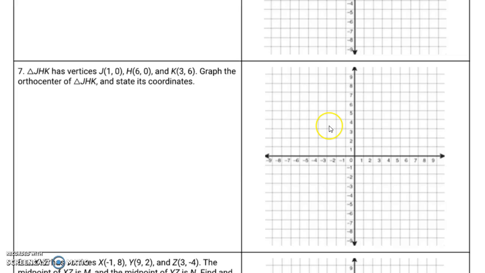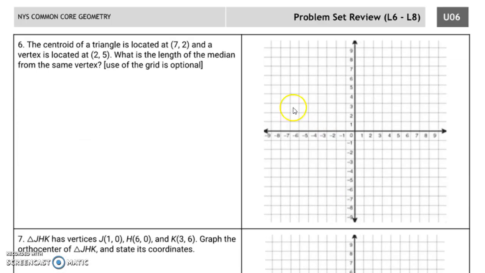All right, take a look at this last page. This is all about coordinate geometry. I'm going to show you the correct answers in a moment. Pause the video, try it, and then click back.